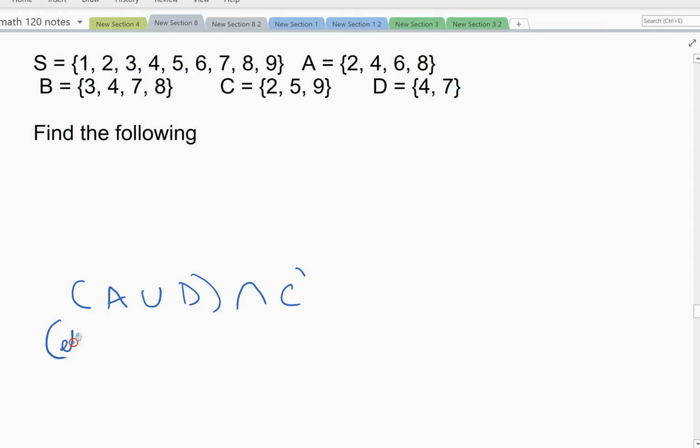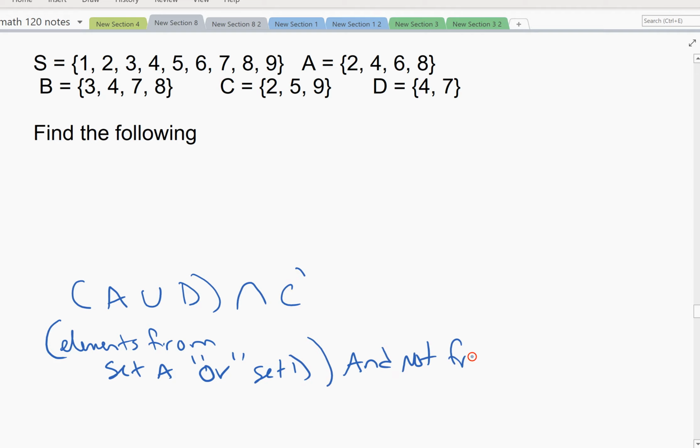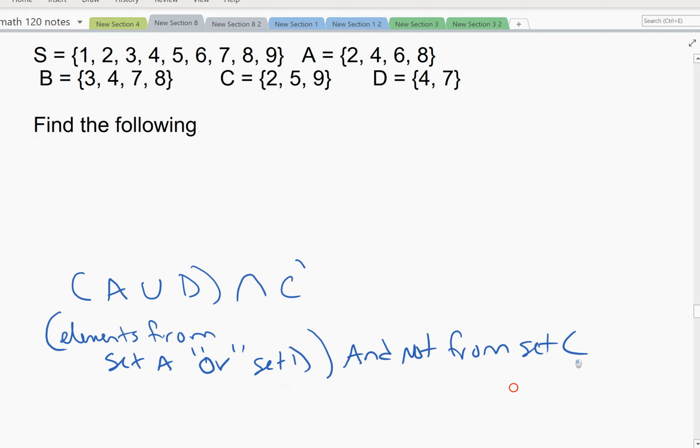So I want the elements from set A or set D. Then outside the group, we're going to do and are not in set C. So then and are not from set C. Those are still in my universal set. I'm actually going to write it above since I left room above.